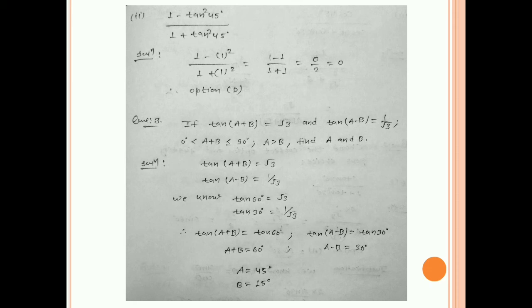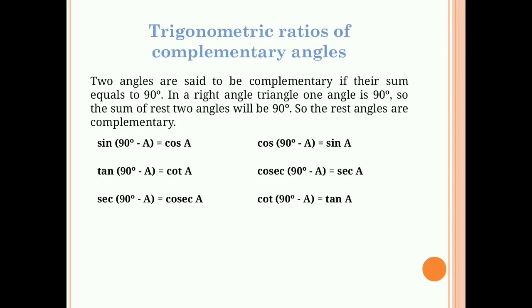So as you can see, this question is the same as the example that we solved of sine and cos. As we know, tan 60 degree is root 3 and tan 30 degree is 1 by root 3. So if we compare the equations, tan(A + B) equals root 3, that will be equal to tan 60, and tan(A − B) will be equal to tan 30. So from this, A + B will be 60 and A − B will be 30. And if we solve both the equations, then we will get angle A is 45 degree and angle B is 15 degree.